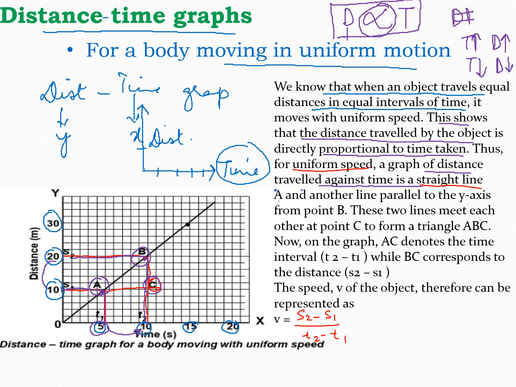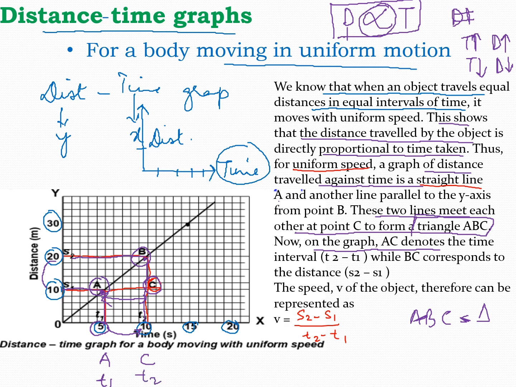Thus ABC is a triangle. Can you see in the figure? ABC is a triangle. These two lines meet each other at point C to form a triangle ABC. Now on the graph, AC denotes the time interval. If you see here AC, what is AC? AC is actually T. AC is the distance from T1 to T2 only, isn't it?